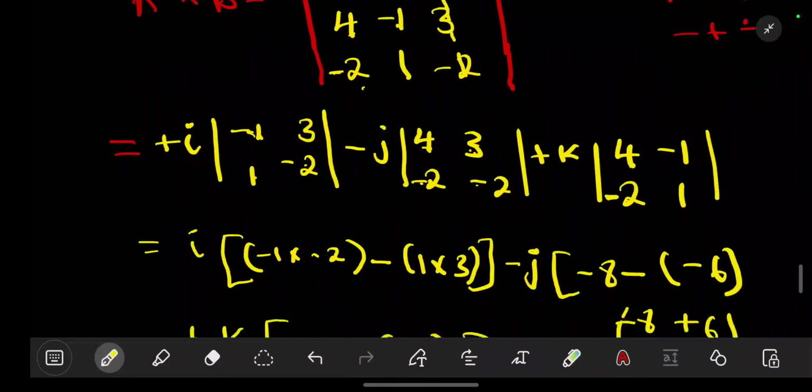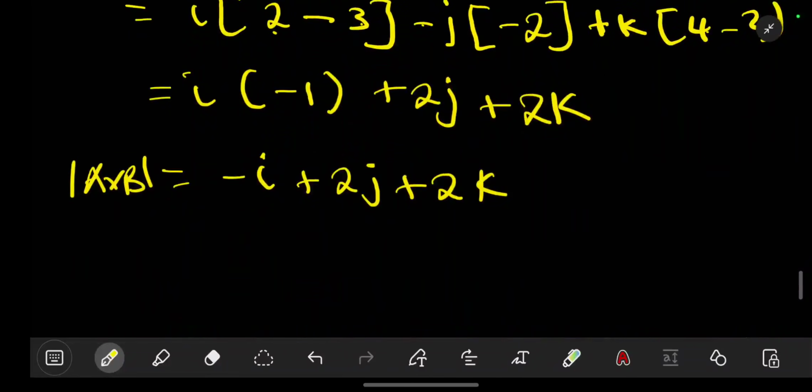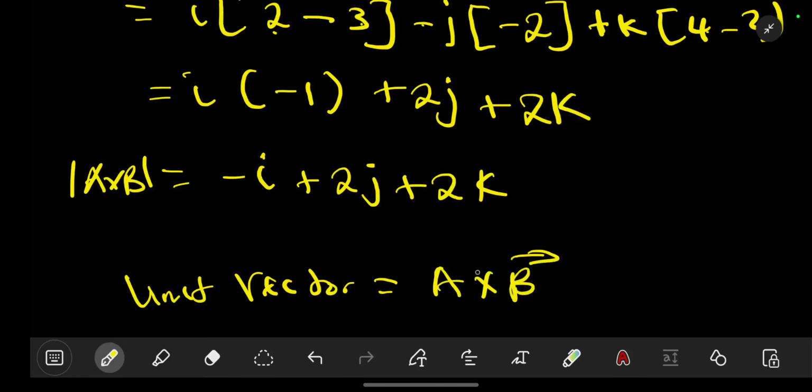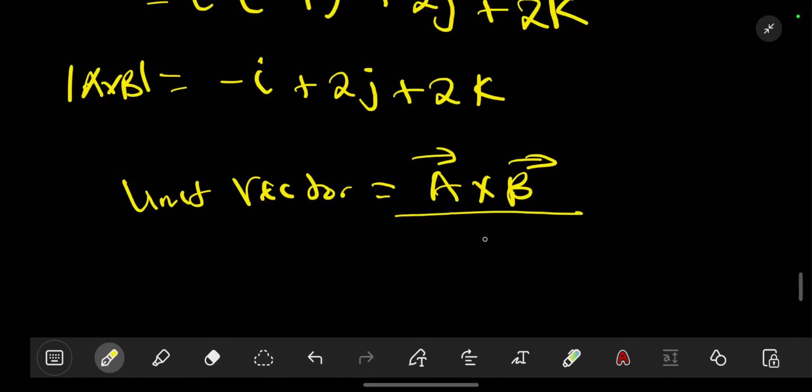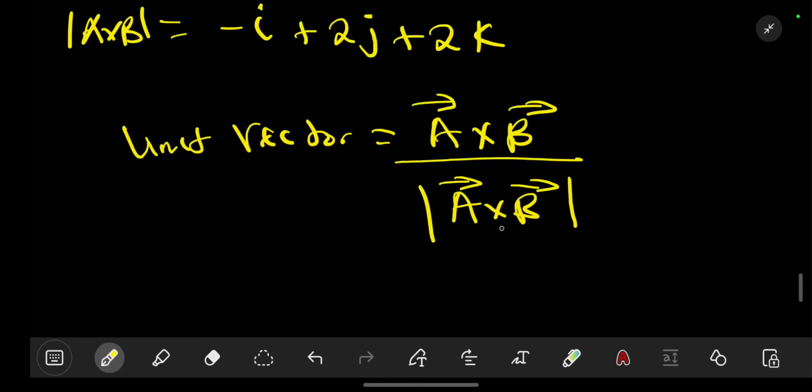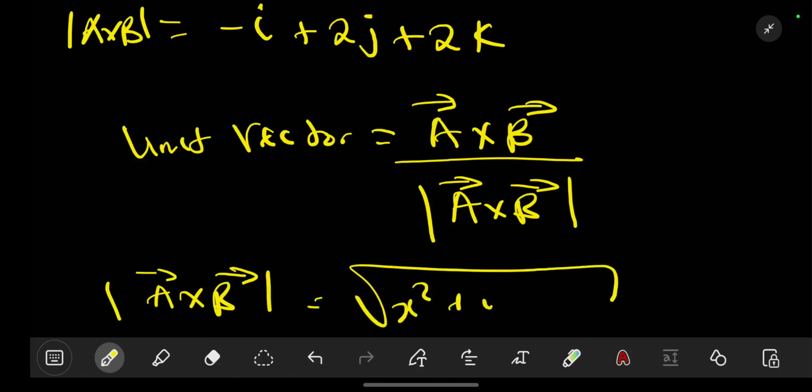So a unit vector is that vector over its magnitude. So if we are looking at the unit vector, it will be equal to the vector itself, which is our A cross B, over its magnitude, which is just over the magnitude of A cross B like that. So this is our unit vector, that vector over its magnitude like that. So the magnitude of this vector A cross B will be equal to the square root of our x squared plus our y squared plus our z squared like that.